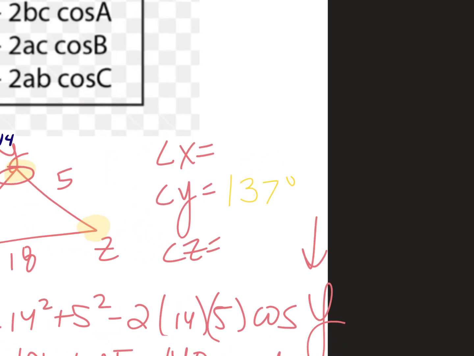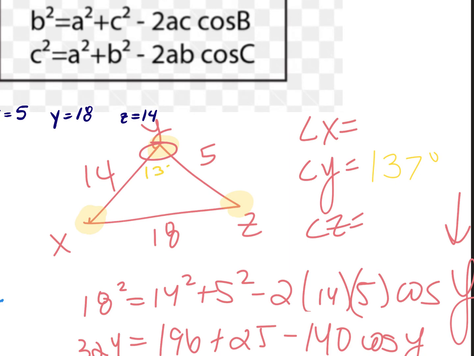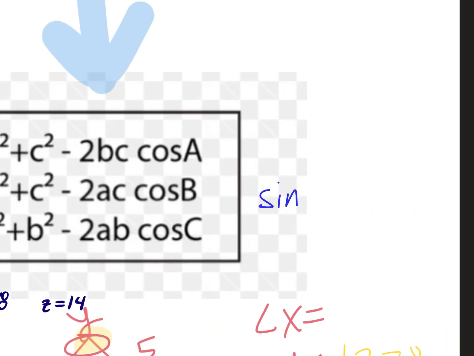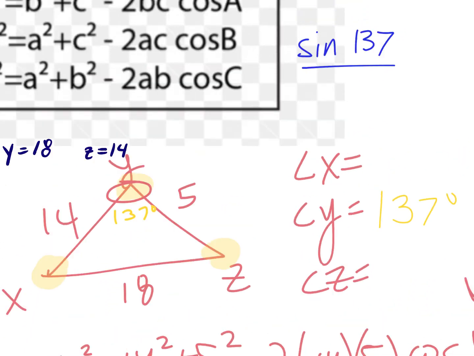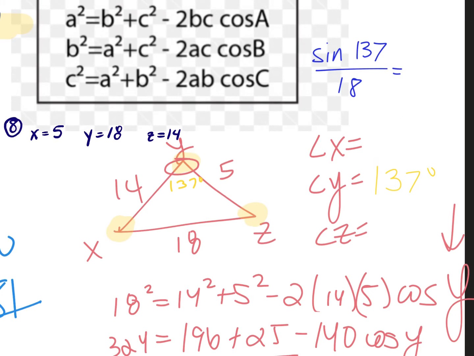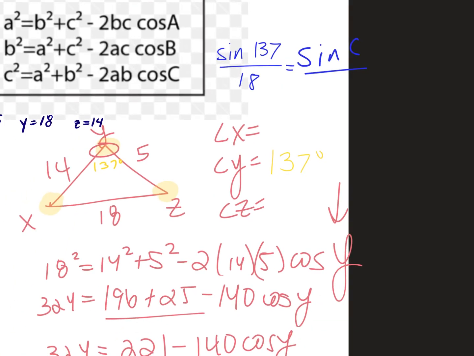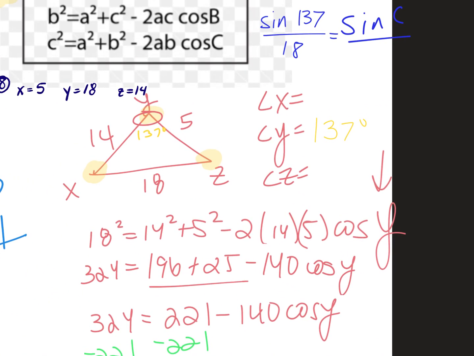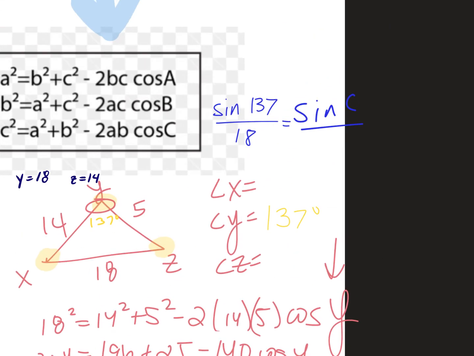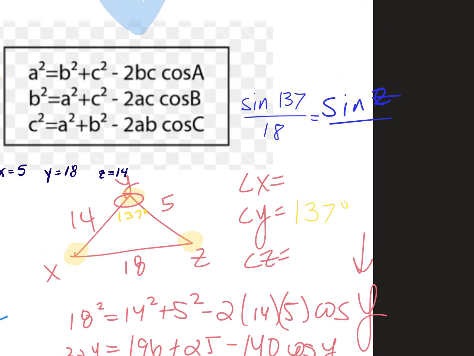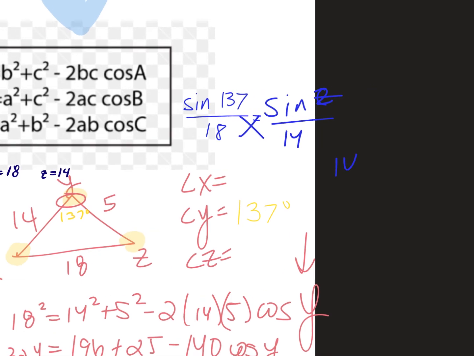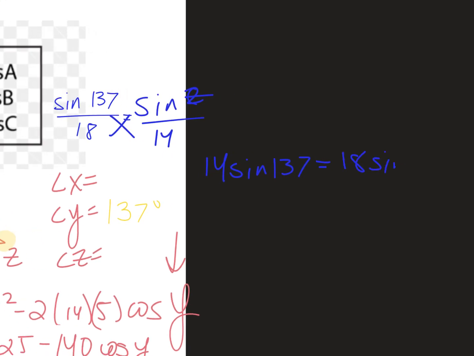All right, so now that I have that angle y is 137, what can I use to solve? Law of sines. So I'm going to say sine 137 over 18 equals what? You want to find c? So sine of c over, or not c, what letter would that be for me? Okay, so sine of z over 14. Cross multiply, so you have 14 times the sine of 137 equals 18 times the sine of z.